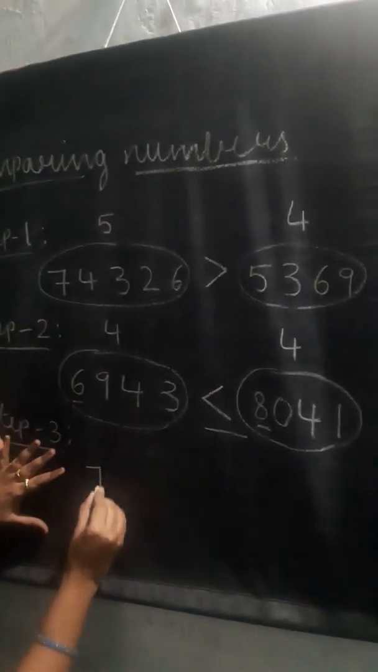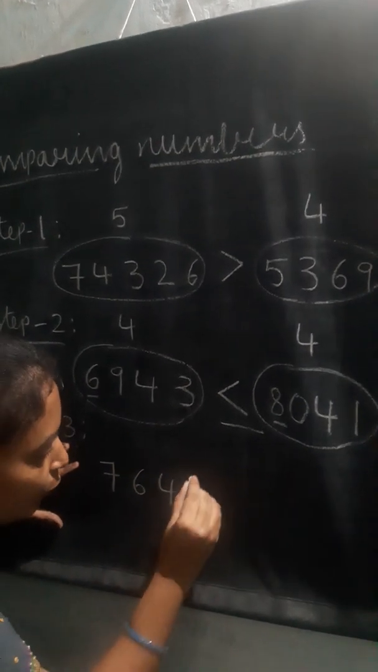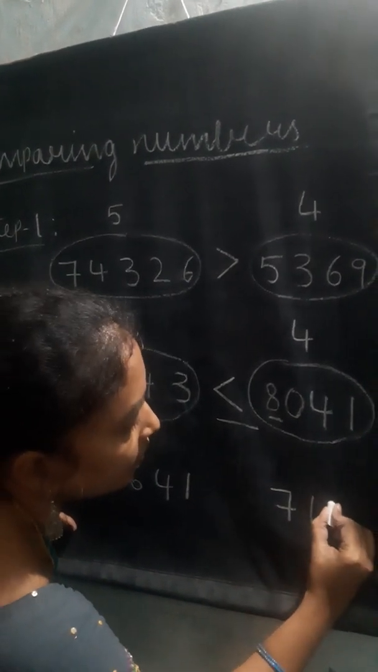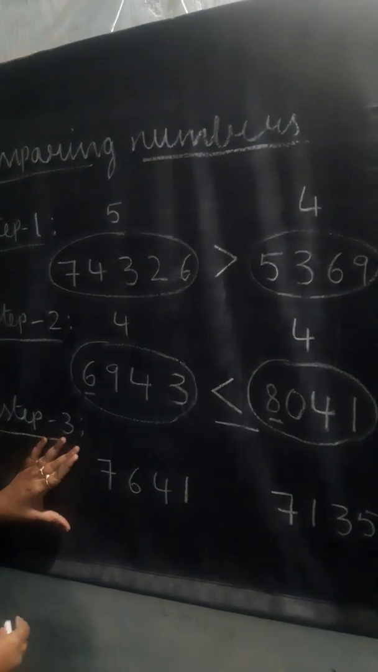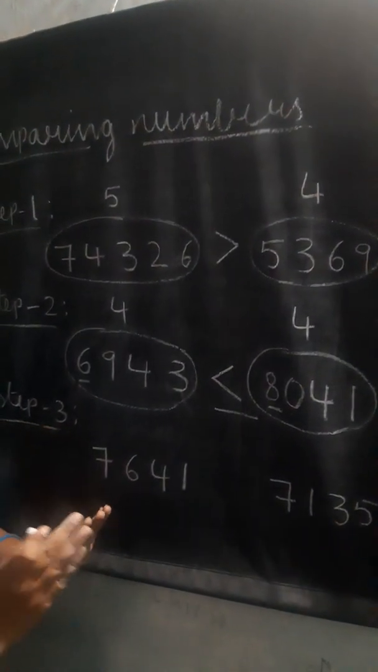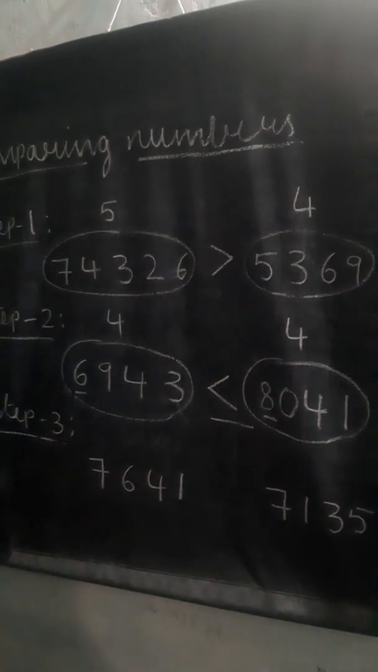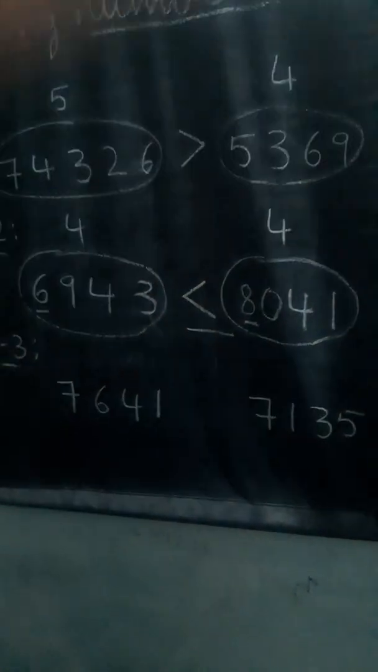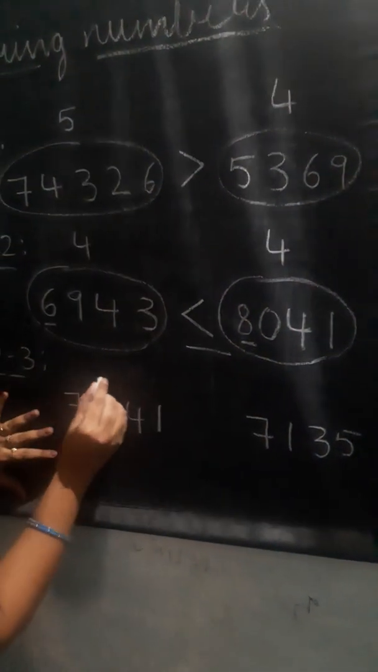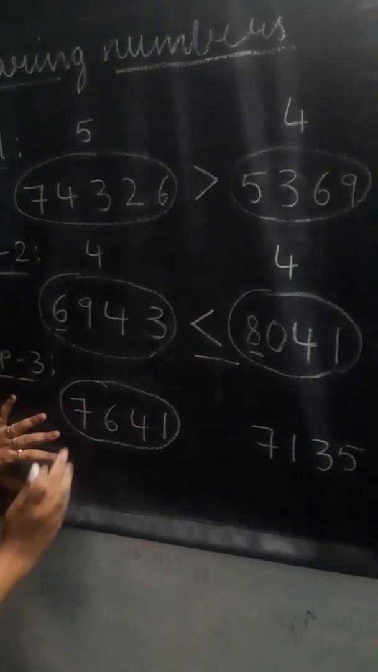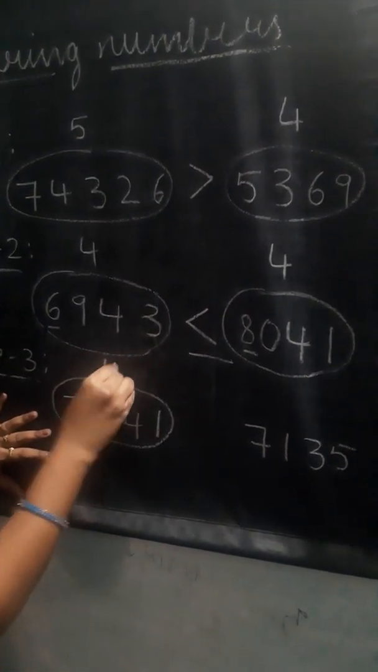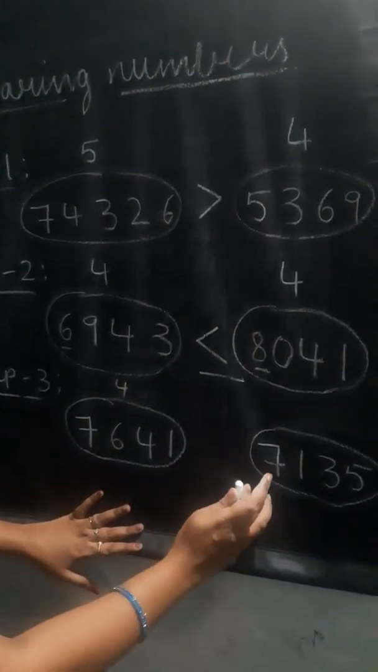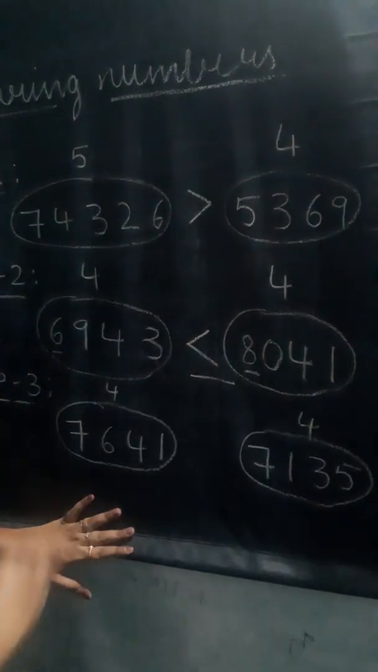See, 7,641. See, 7,135. First of all, you have to compare the number of digits in both the numbers. How many digits are present in this number, children? Count the number of digits. 1, 2, 3, 4. 4 digits. And count the number of digits in this number. 1, 2, 3, 4. 4 digits.